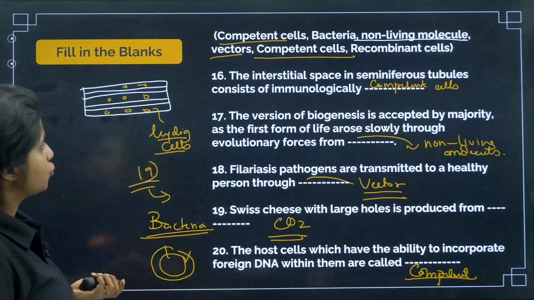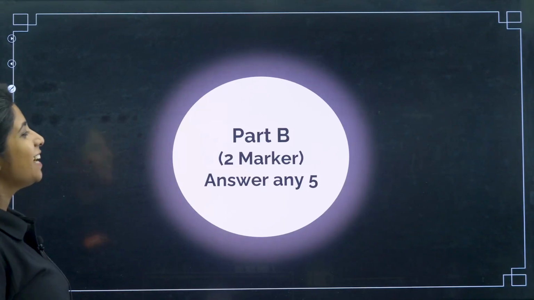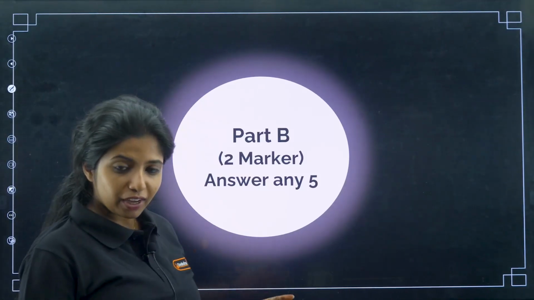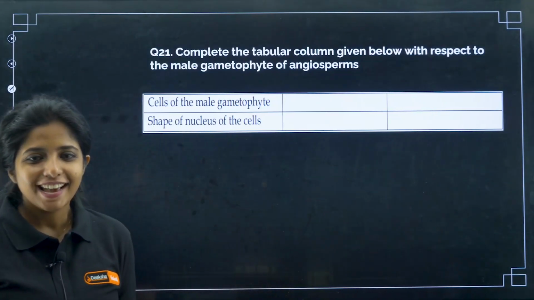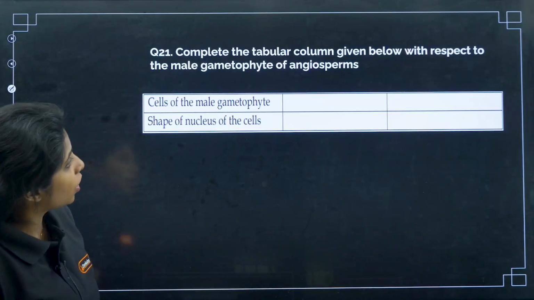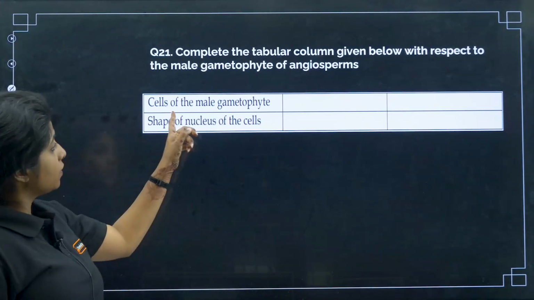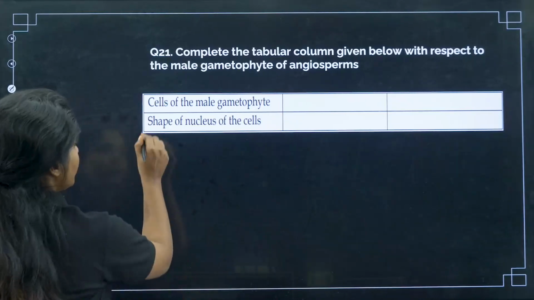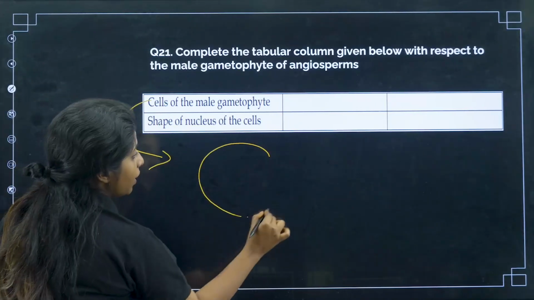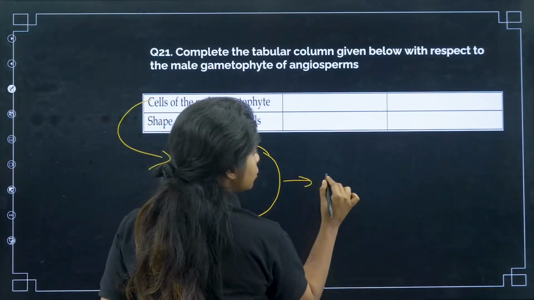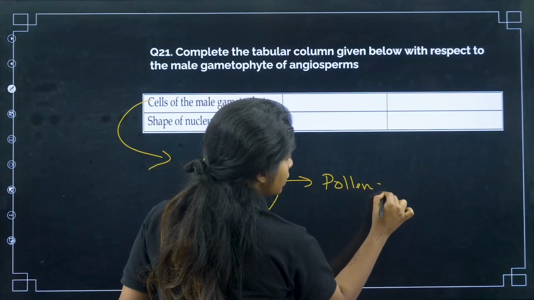Cool. Part B contains 2 mark questions and you have to answer any 5, but I will be telling about all of them. So complete the tabular column given below with respect to the male gametophyte of angiosperms, the cells of the male gametophyte. First of all, tell me what is the male gametophyte in the case of plants? Pollen grains, my dear children.